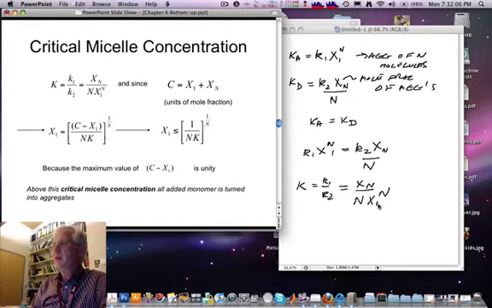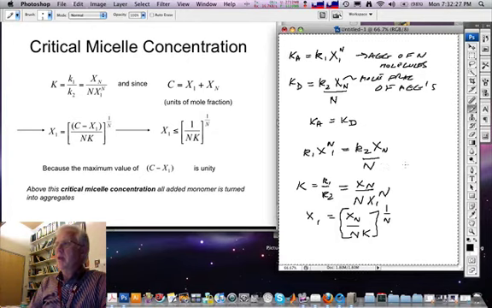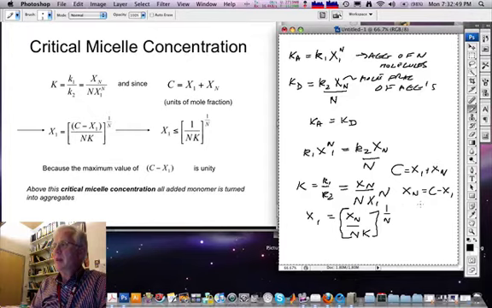Solve this equation here for x1, and notice that the total concentration has to be equal to the concentration as a mole fraction of monomers plus the concentration of aggregates. So we can therefore express x_n as equal to C minus x1. But notice that the maximum value of C minus x1 is unity, and so plugging this in here, we can say that x1 must be less than or equal to 1, because that's the largest possible value of C minus x1, over nK to the 1 over n.